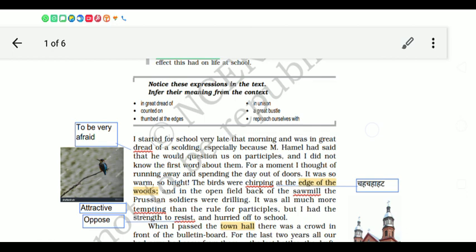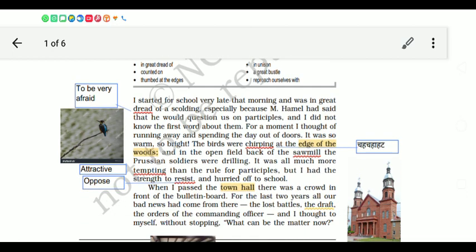So the first word is dread: to be very afraid. French was afraid. Then, edge of the woods. Edge is a corner of a branch. As you may see in the photo, the sparrow is sitting at the edge of the wood. Chirping: the sweet sound of birds.